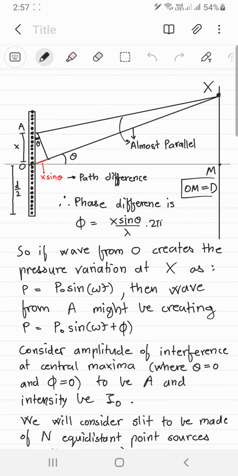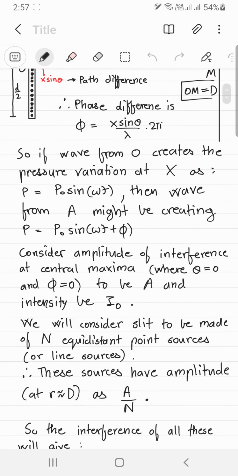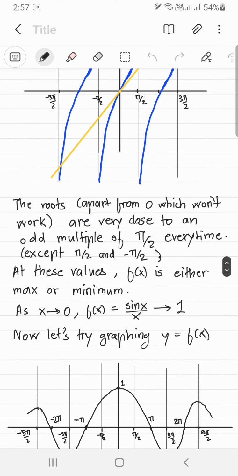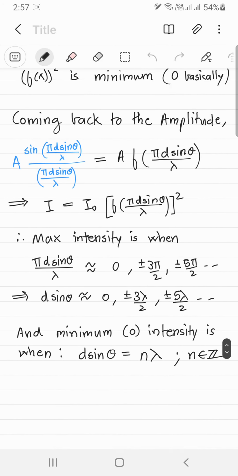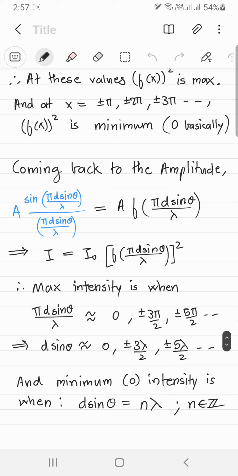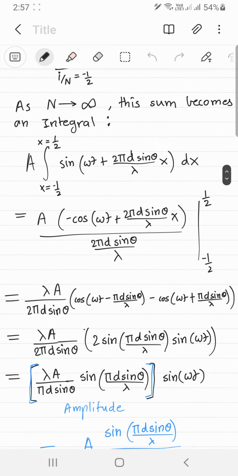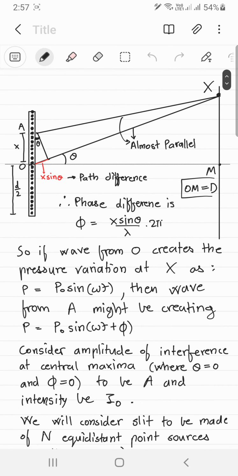Single slit interference, and we want to prove a formula, and that formula is basically this thing. The intensity is I naught times this function where this f thing is sine x upon x. We are going to prove this formula, so we'll start from the basics.